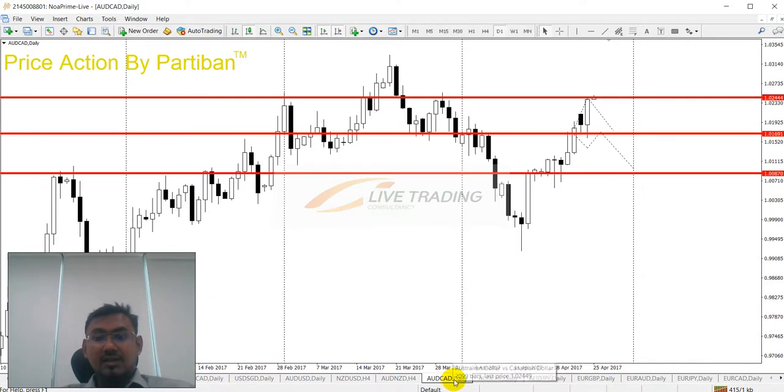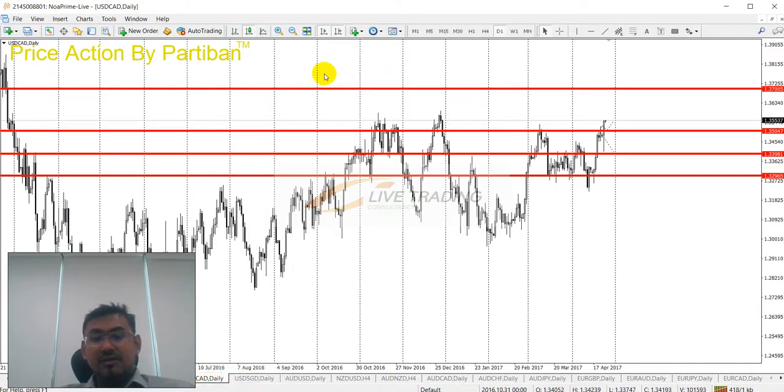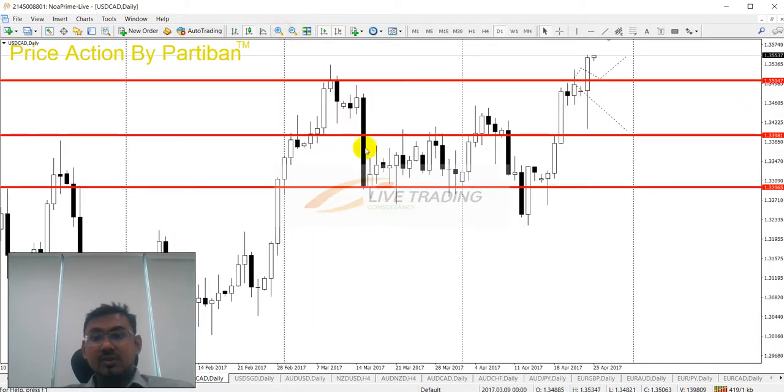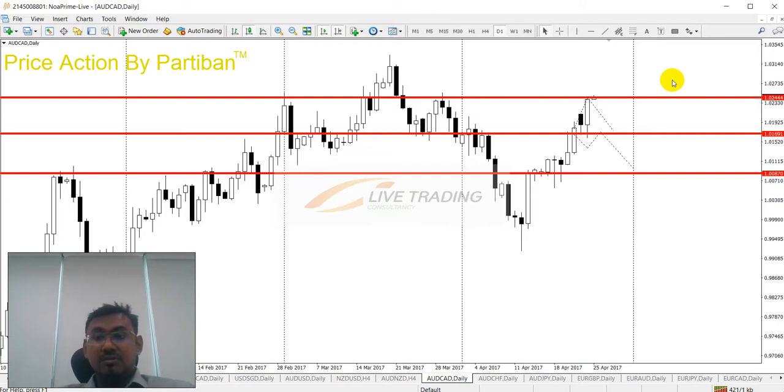Aussie CAD, I can see a lot of Canadian pairs going to weaken this week. Aussie CAD showing a weakening of Canadian dollar here. So market retests to this area. Okay. Wait for the confirmation. A lot of sellers entering, but most likely market is going to penetrate higher.